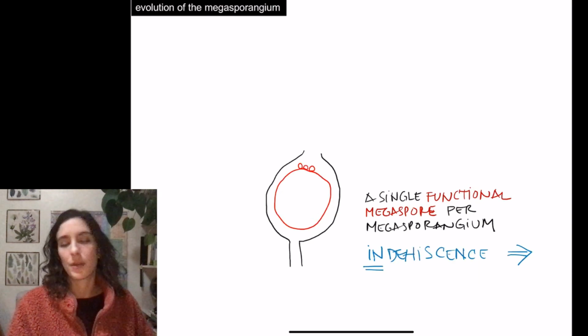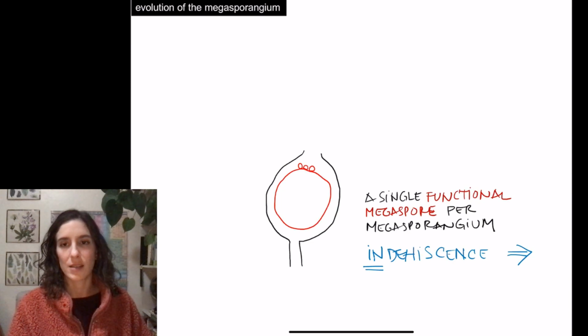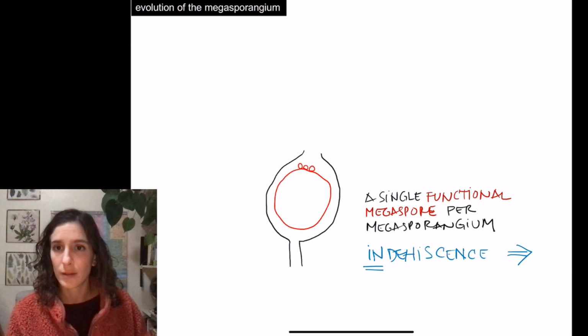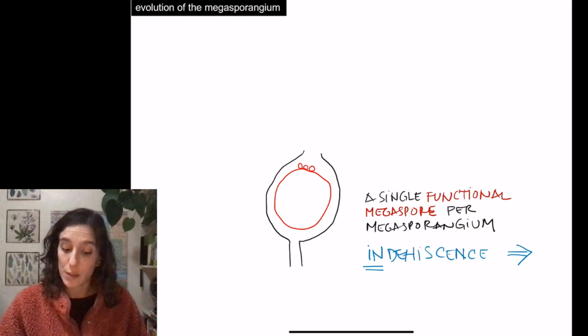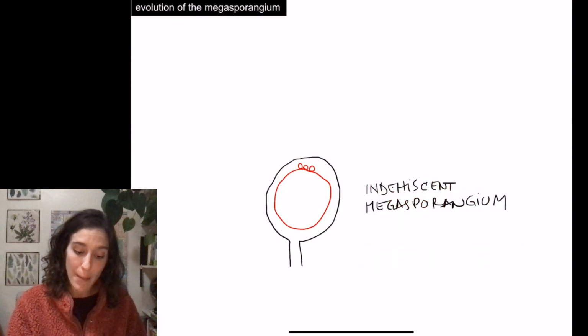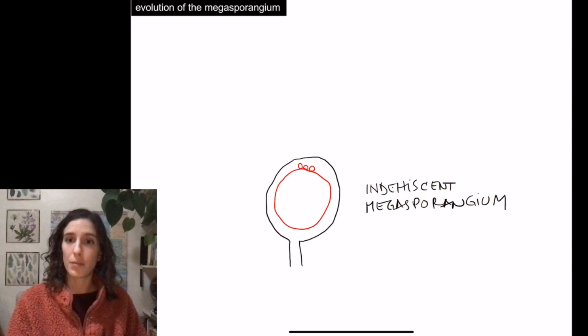And then another thing happens, evolutionarily speaking. Again, this is not happening in a single generation. There's evolutionary pressure, selective pressure for this. Maybe it just made sense to put all of your eggs in one basket, if you will, and have just this one functional megaspore. Well, then the next thing that happened was the sporangium was no longer opening. It no longer opened to release the megaspore.